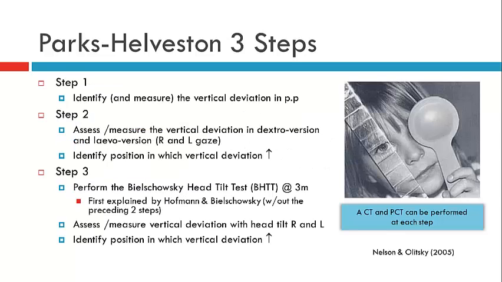Okay, in terms of the Parks 3 steps, there are 3 steps to the assessment that will assist you to identify the palsied muscle. The first step is assessing the patient in primary position and taking a look at the vertical deviation in that position. Step 2 requires us to look at the vertical deviation in right gaze and left gaze, so dextroversion and laevoversion. And the third step includes the Bielschowsky head tilt test.